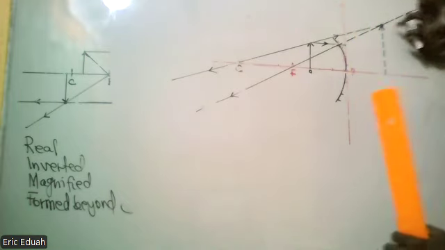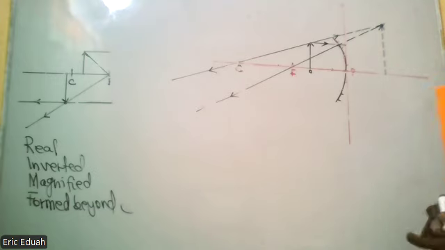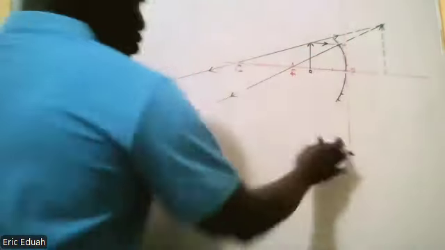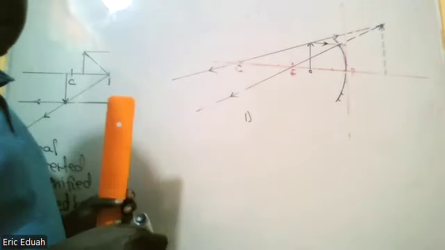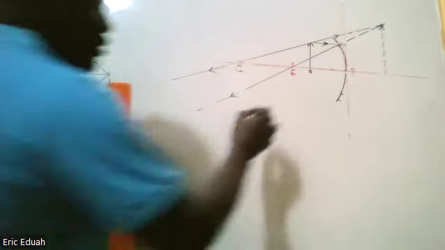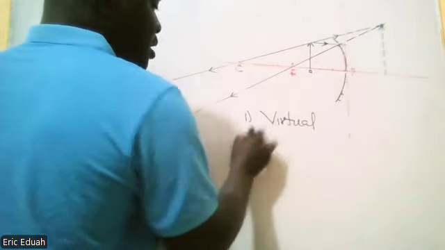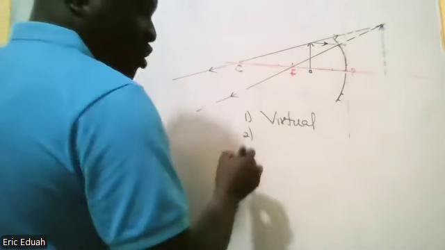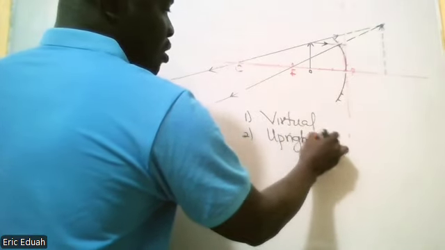So this is where the two reflected rays appear to meet. Where they appear to meet will be the position for the image. So from what we have, we can draw the conclusion that, one, the image is virtual, because it is formed at the opposite side of the mirror. Two, all virtual images are erect or upright, so it is upright or erect.